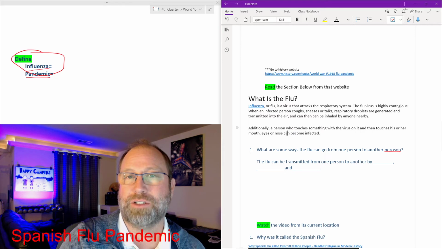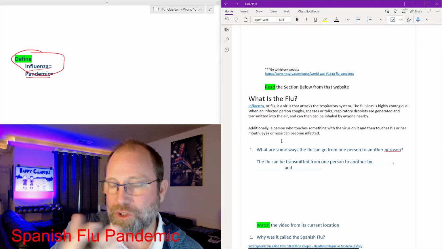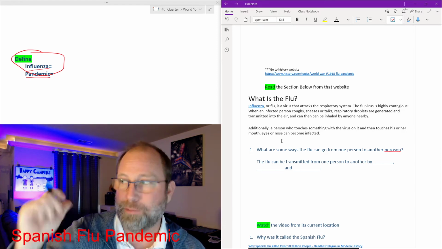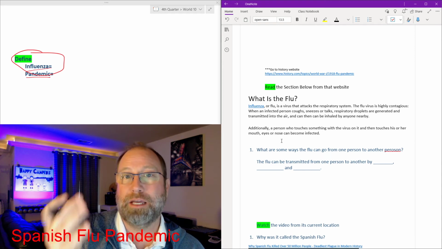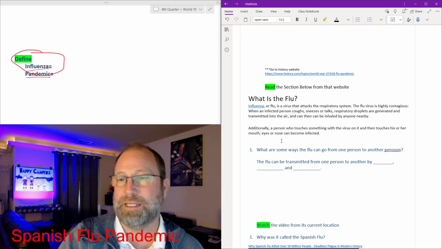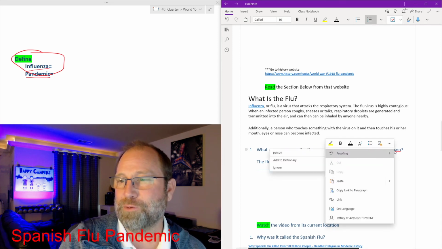The chances go higher. So again, you sneeze, and your hand is wet from your sneeze. You touch the doorknob. Somebody walks right behind you, grabs the doorknob. Now their hand has your moisture on it from your sneeze, and you can transmit it just like that. Or vice versa. If you're behind the person that was just sneezing, you can get it from them as well.